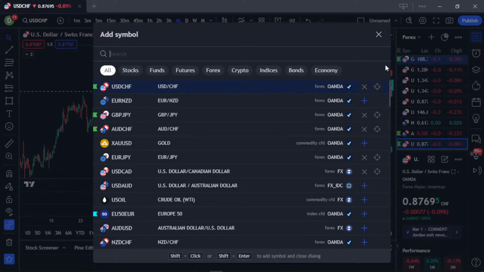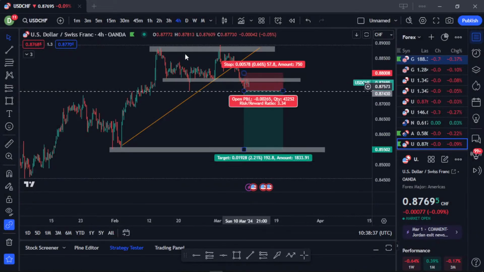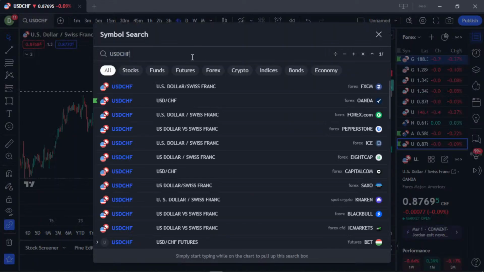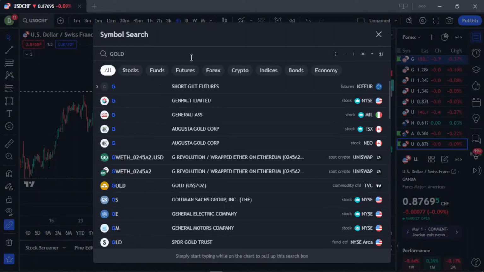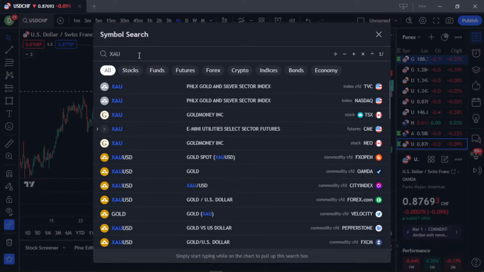So I'm going to add it up as well. And then the next market we should be looking at is actually gold. So for that, I'm going over to gold right now. So I'll use capital.com, or let me just go over to XAU USD since all are the same. XAU USD, yes, Oanda.